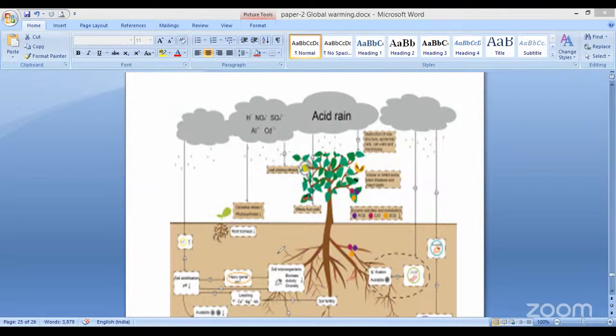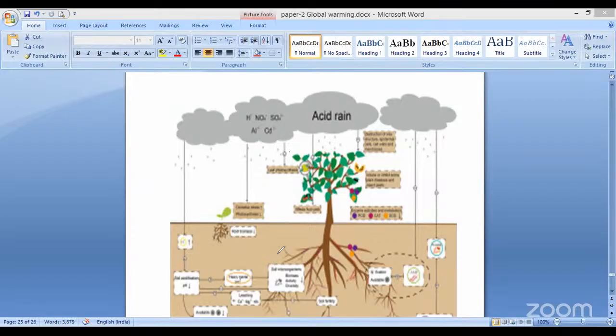Nutrient leaching means the nutrients and the good compounds which are present in the soil cannot be present at all due to the acid rain effects. These are all in an inactive stage. Then what will happen? The soil can lose its fertility, and the nutrients which are present in the soil are all taken away by the acid.